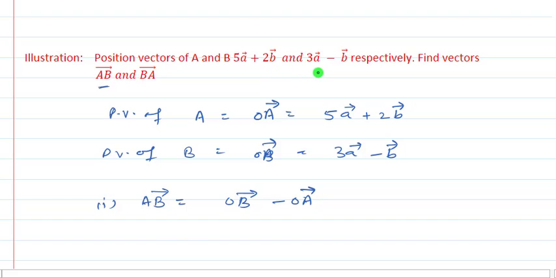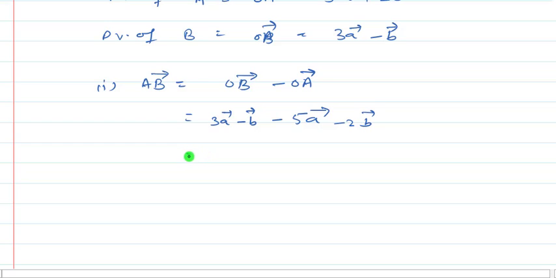It is given that the position vector of B is 3a minus b vector, and minus the position vector of A, that is given to us as 5a vector plus 2b vector. So it will be minus 5a vector minus 2b vector. So the vector AB that we are getting is minus 2a minus 3b vector.